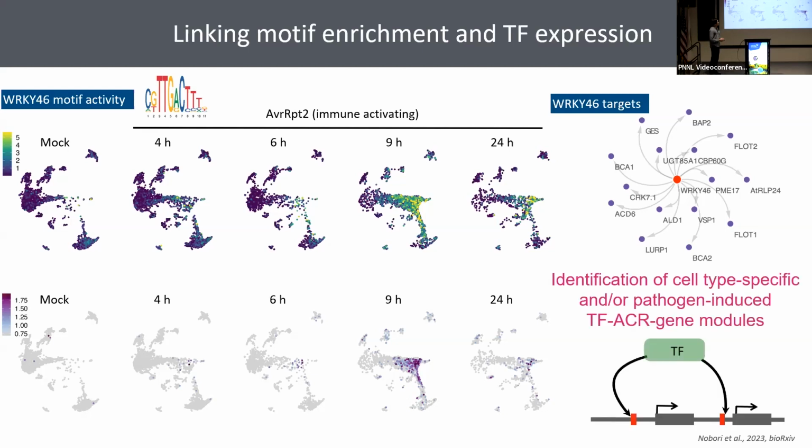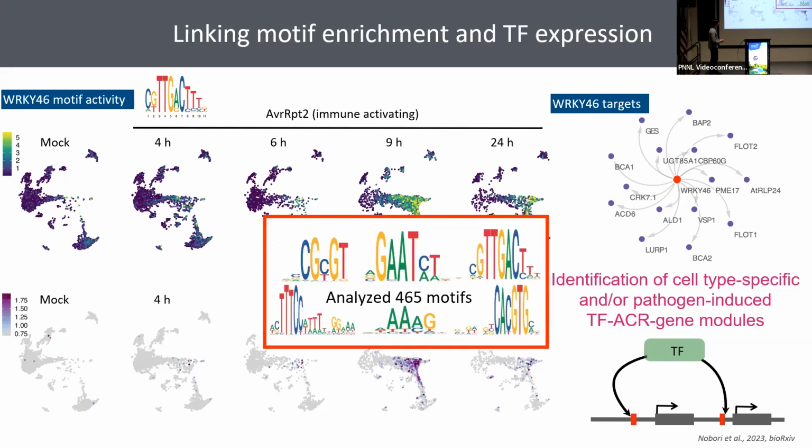So this approach really identified the wealth of gene regulatory logic, including transcription factors, potential cis-regulatory elements, and target genes at the single cell resolution in this time course pathogen infection samples. I only showed WRKY46 as an example, but we've scanned through all the 465 motifs available today and identified a lot of potentially interesting gene regulatory modules, which is something I'm currently validating now.